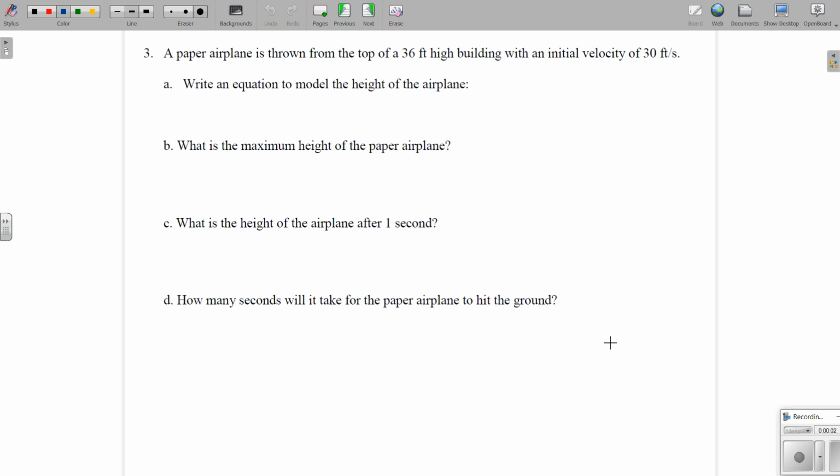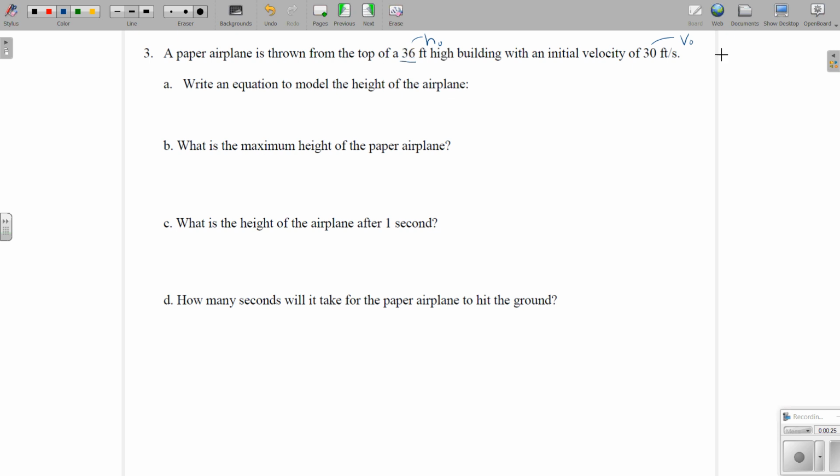Our final example, example 3: we have a paper airplane that's thrown from the top of a 36-foot high building with an initial velocity of 30 feet per second. So we first need to write the equation here. We have the 36 feet high building, so this is going to be our h naught, our initial height. We have our initial velocity, so this is v naught.